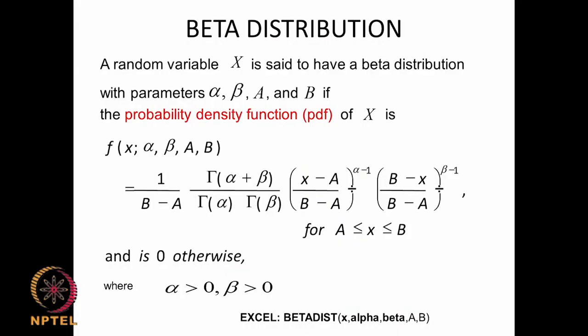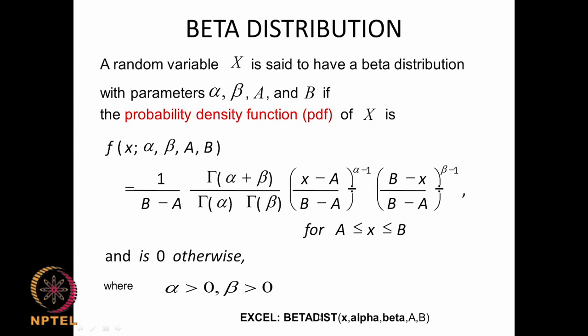Okay, beta distribution, let me recollect again. The probability density function f for x is given by this particular formula. We have the gamma function of alpha plus beta, gamma function of alpha, gamma function of beta, x minus a divided by b minus a raised to the power alpha minus 1, b minus x divided by b minus a raised to the power beta minus 1. So here we have four parameters a, b. Your x will lie between a and b, and alpha, beta are two parameters which are always greater than 0. So we can always have a as 0 and b as 1. So x may be lying between 0 and 1. That gives you a simplified version of the beta probability density function.